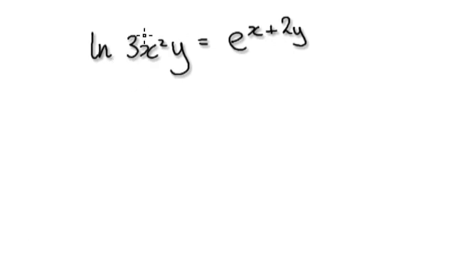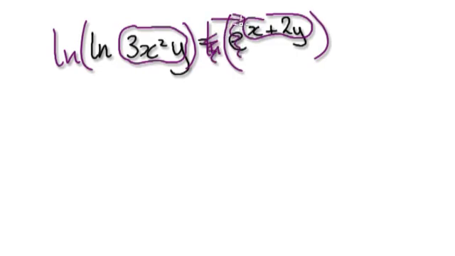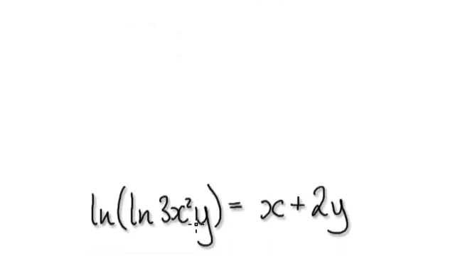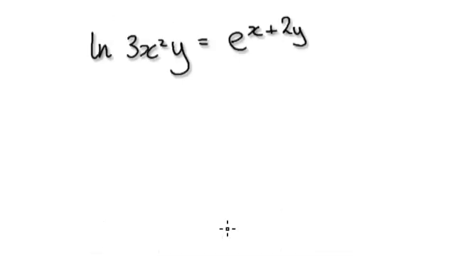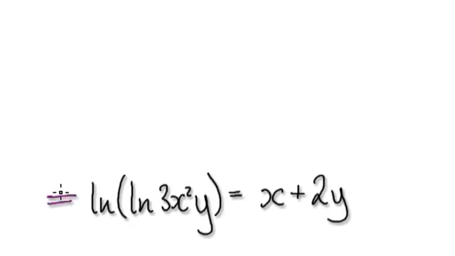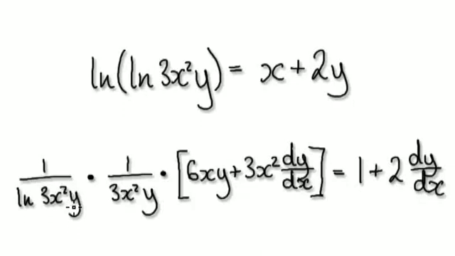Okay, so to do this, imagine this as being a bubble here, and this as being a bubble here. So you natural log both sides, and then these two will cancel out, giving you just a bubble here. So from here, natural log both sides, that will then give you this. Okay, and now differentiate it.